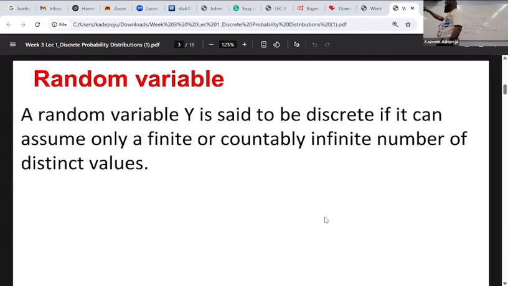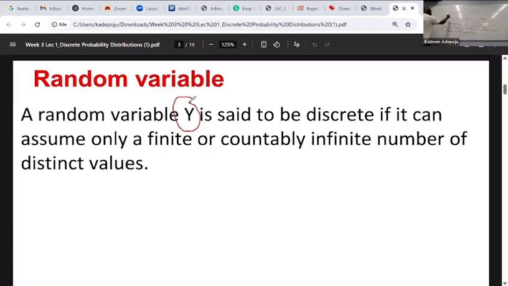Now, I need you to pay attention. I can use X to denote a random variable. I can use Y. You can see right now I'm using Y. But if you want to denote a random variable, it has to be an uppercase letter. Okay, this is going to be wrong.